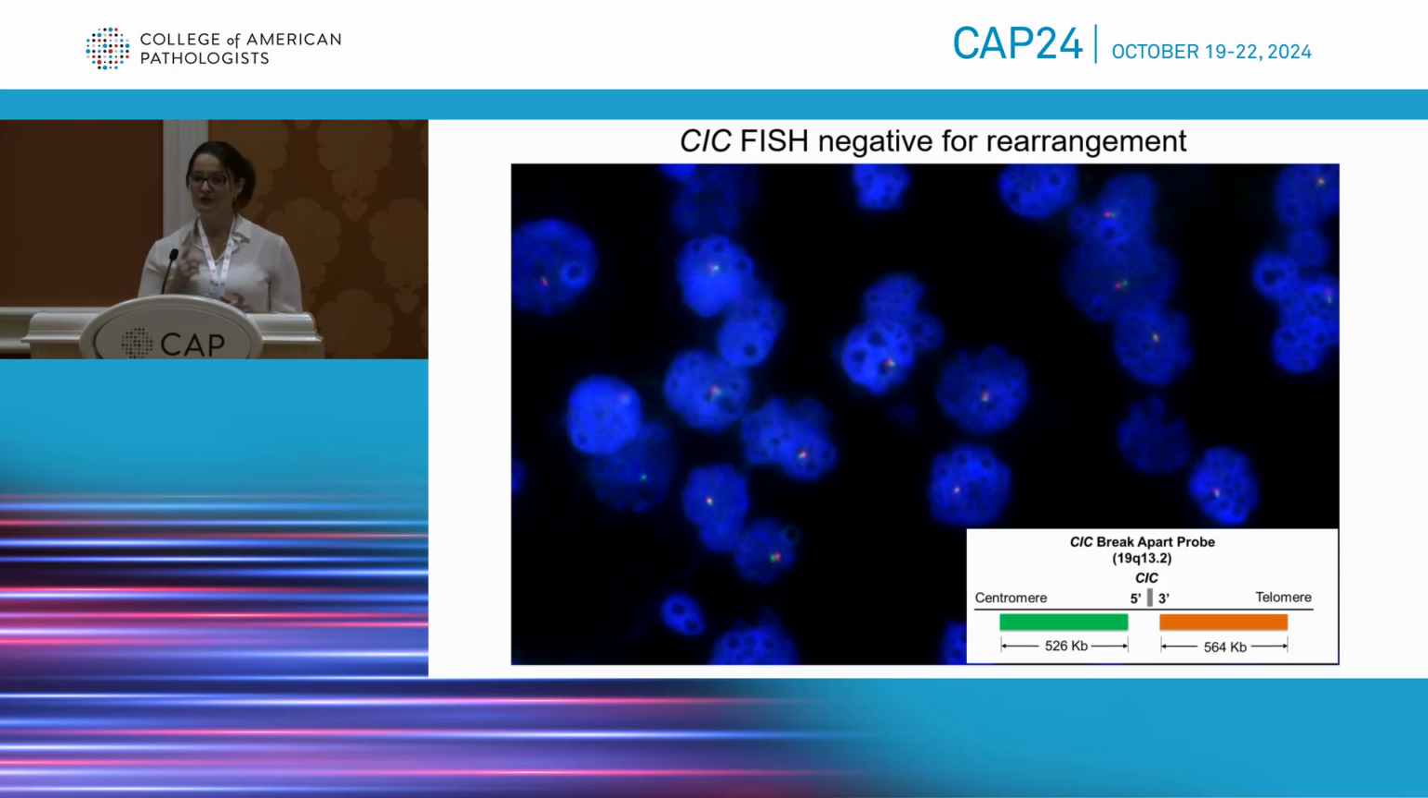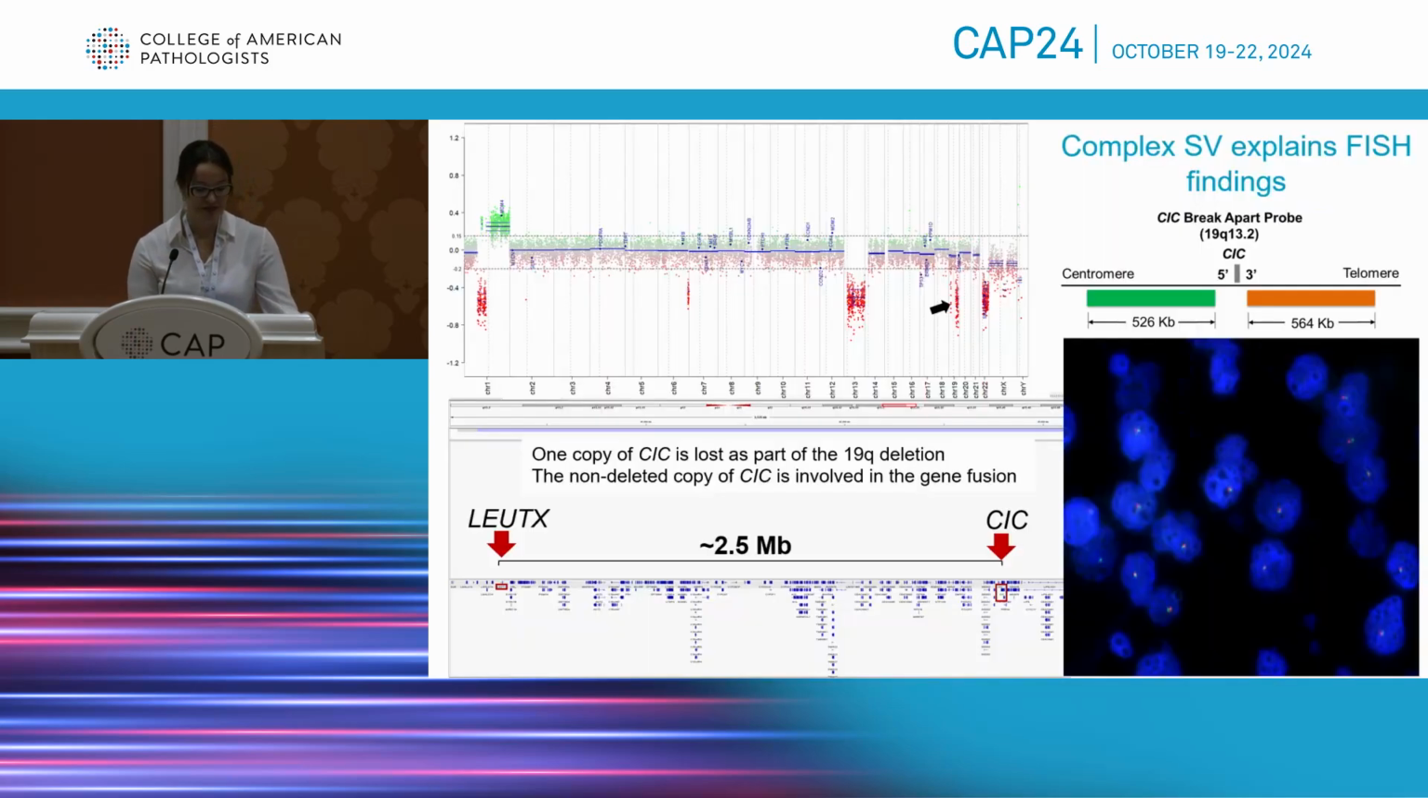But you see that there is only one signal consistently in every tumor cell, which suggests a heterozygous deletion. So here you notice that we did some array testing, which was able to explain the reason why that was the case, and that's because there was a deletion involving 19q where the CIC locus is present, so that's why there isn't a copy of CIC.